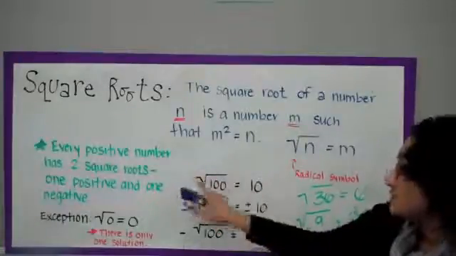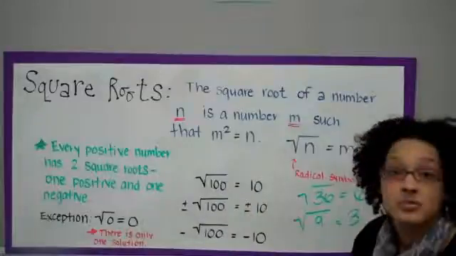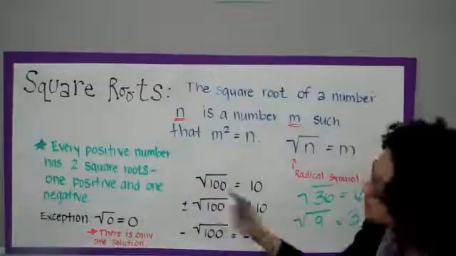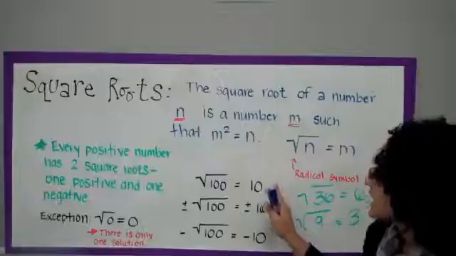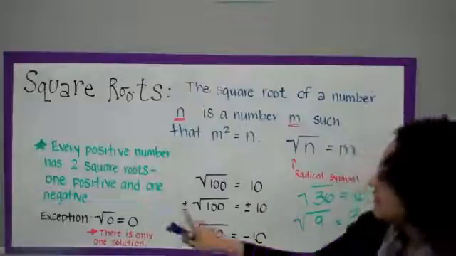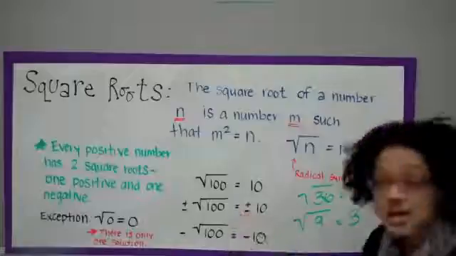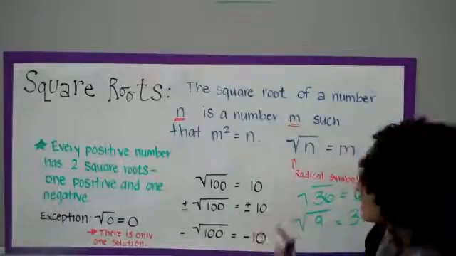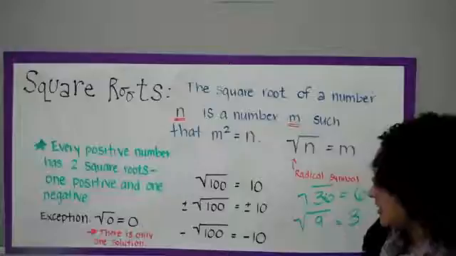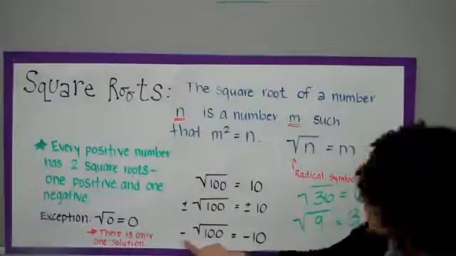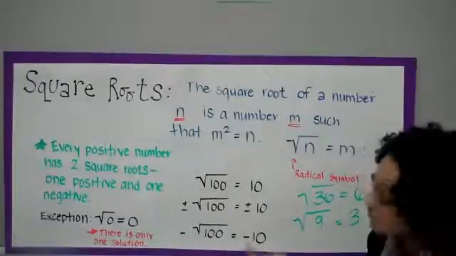If there's nothing, just a radical symbol with a number, we're talking about the positive square root. So the square root of 100 is 10. 10 times 10 is 100. If I want the positive or negative square root of 100, it could be positive or negative 10. 10 times 10 is 100. Negative 10 times negative 10 is 100. If we put a negative sign out front, that means we want a negative sign for our answer.